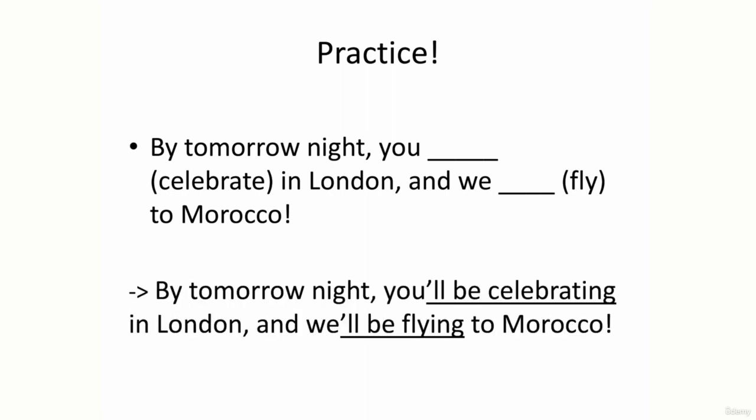By tomorrow night, you'll be celebrating in London, and we'll be flying to Morocco. These are firm plans and intentions. Therefore, we are using the simple future with the auxiliary verb will.